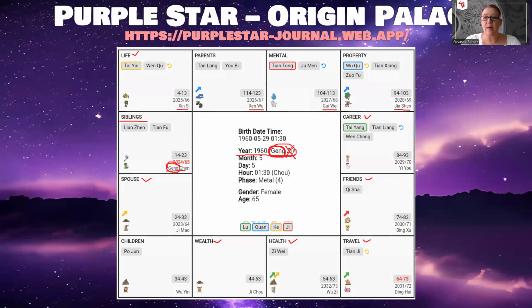Then we've got the property palace. So if your year stem is in the property palace, the property palace is not just physical property in the sense that you have a house or assets, but it also represents family. So you focus a lot on family. Family has a big influence over how you take decisions.